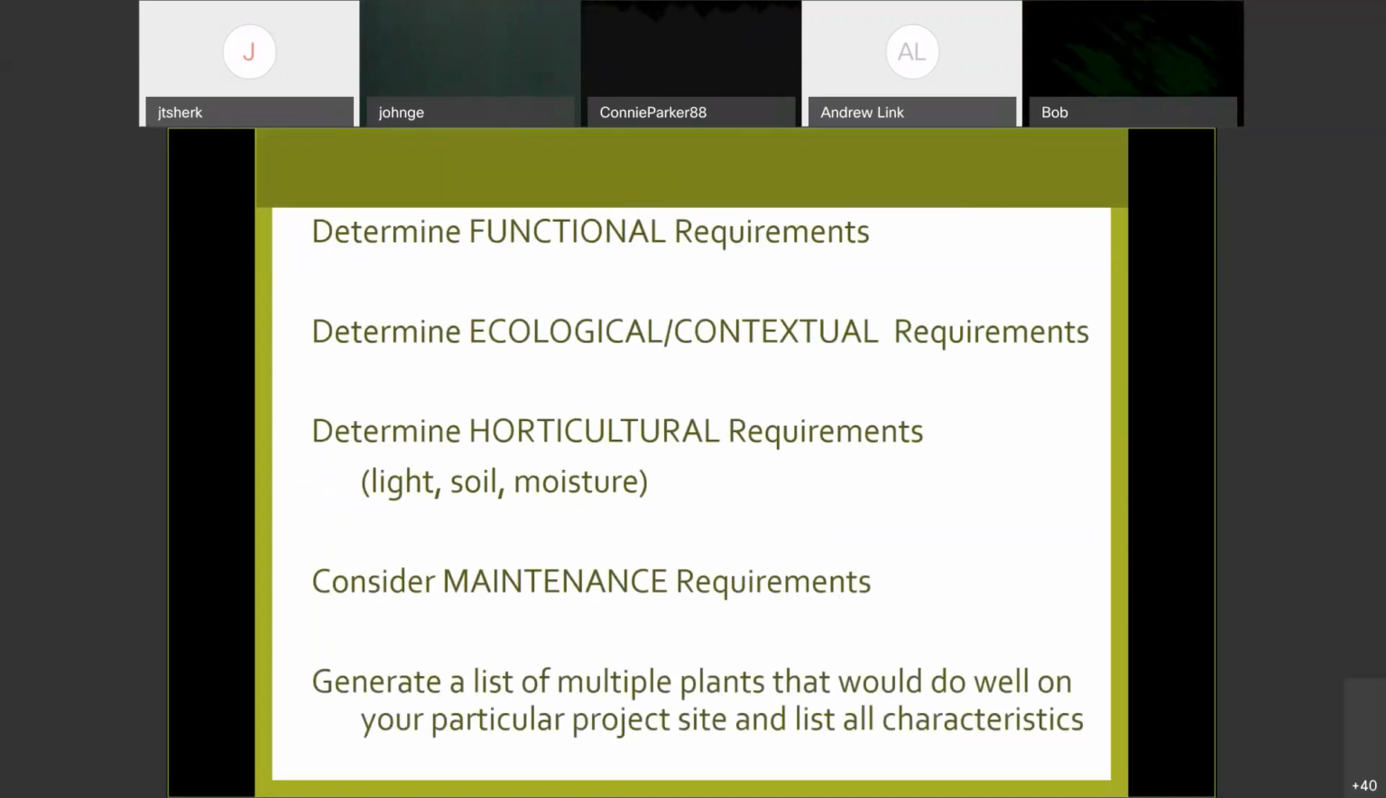But in a nutshell, narrow down your functional requirements, your ecological, contextual requirements, your horticultural, cultural requirements, your maintenance requirements, and then generate a list of multiple plants that would do well on your particular project, and list all those characteristics. And that will help you choose those possible plants.